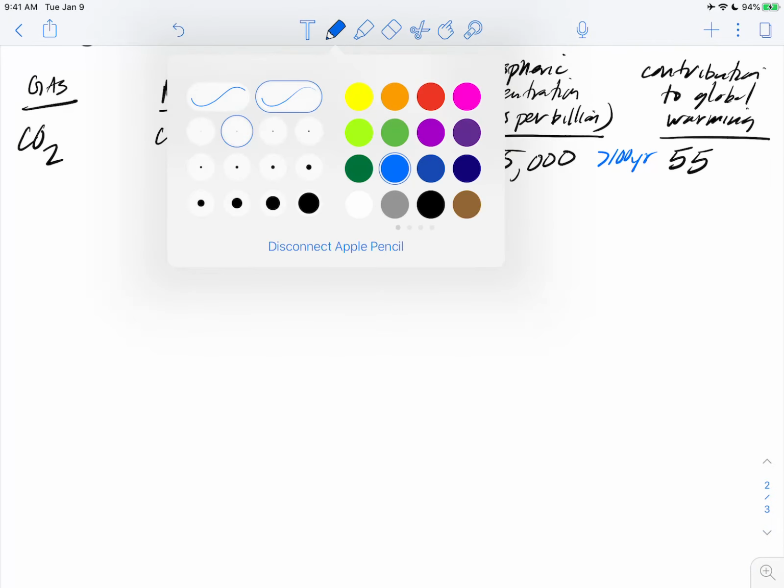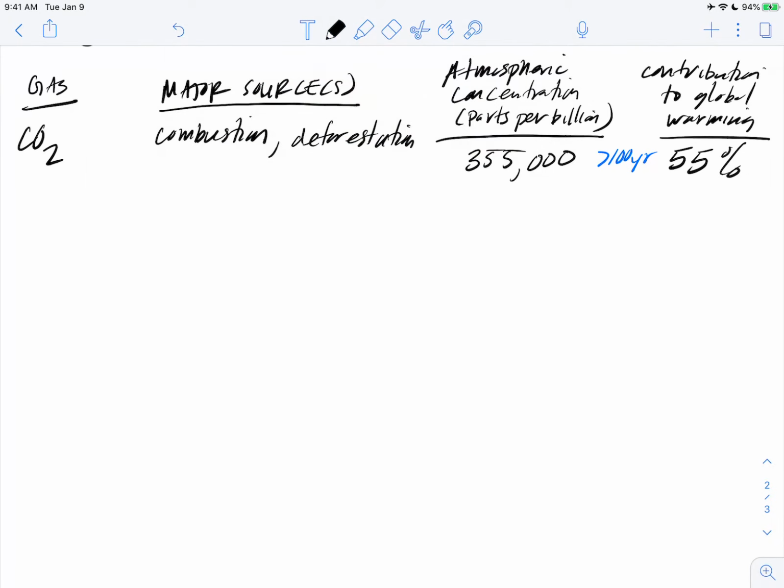And then this 55 is a percent. So we have that down. So that's the reason why we do so much focus on CO2 is because its contribution to global warming is the greatest. The next is going to be methane. So this was also something we looked at in the climate change simulator.